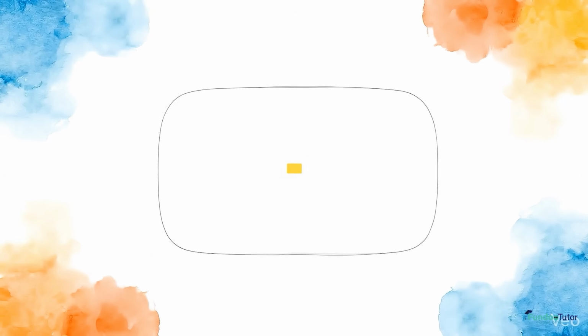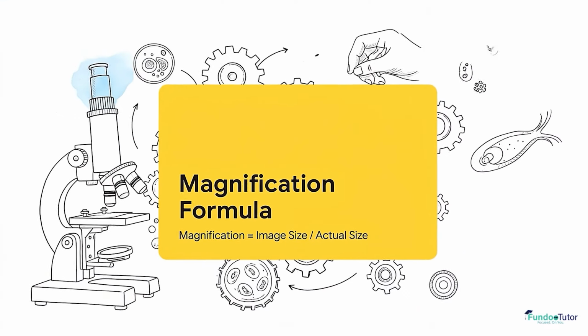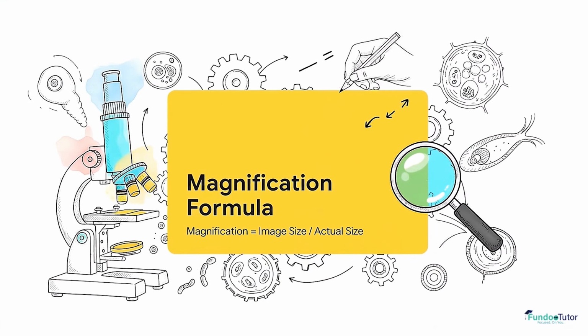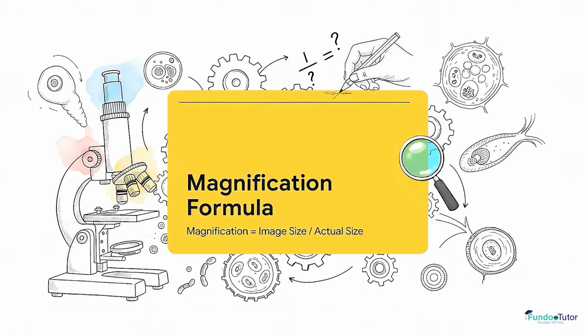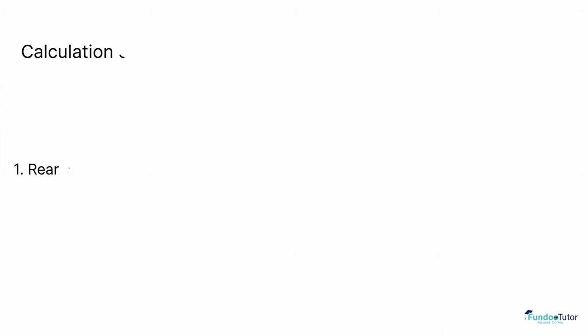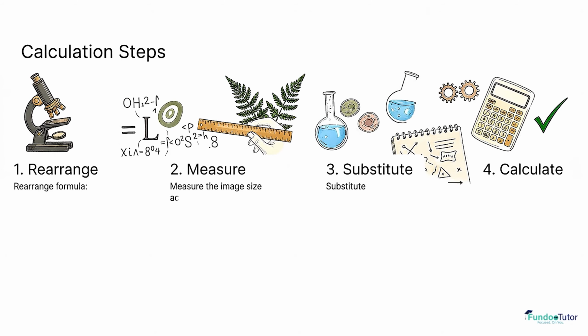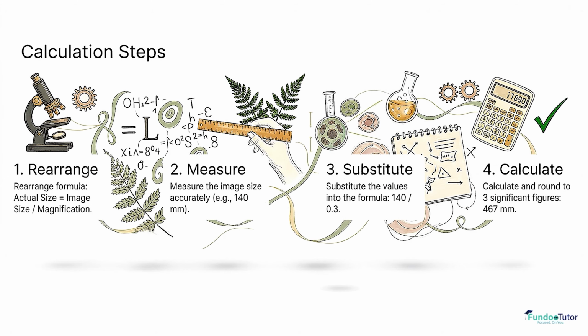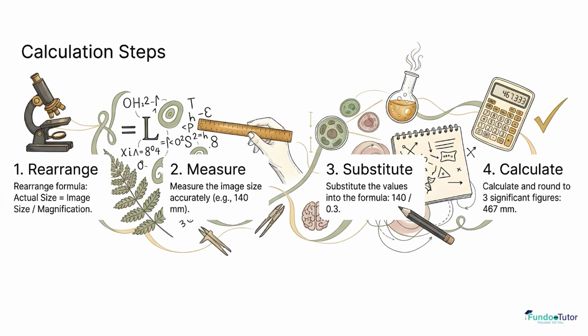Okay, the magnification formula. You are almost guaranteed to see this on your exam. You've got to know it by heart, but even more important, you need to be really comfortable flipping it around to find any one of those 3 values. So here's how you tackle a typical calculation. First, rearrange that formula to find what you're looking for. In this case, it's actual size.